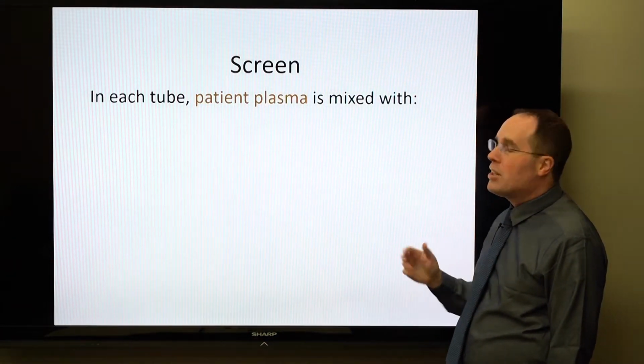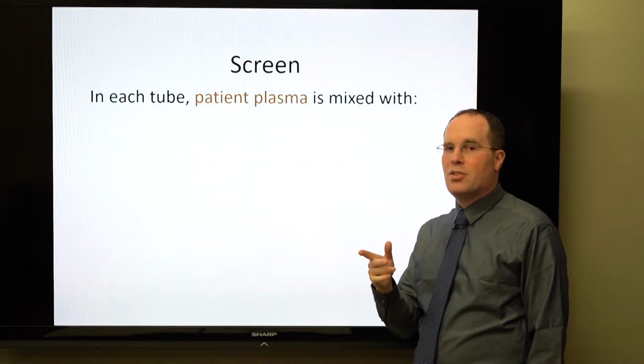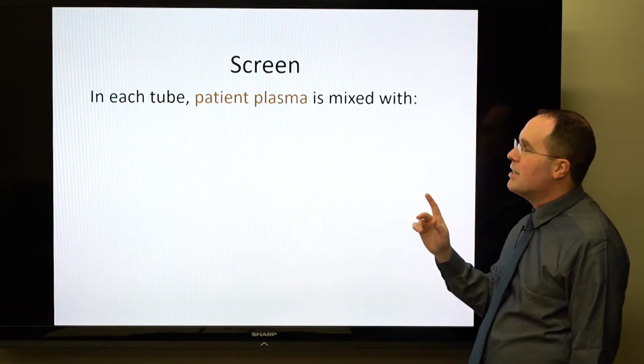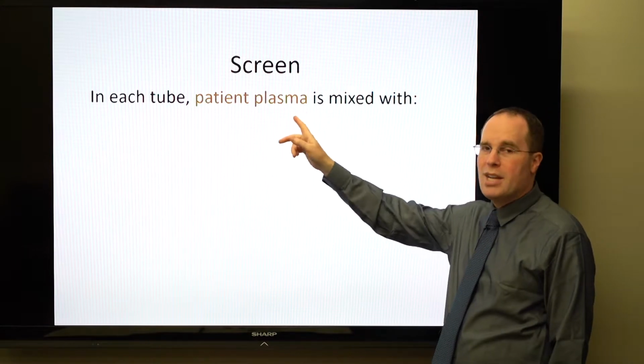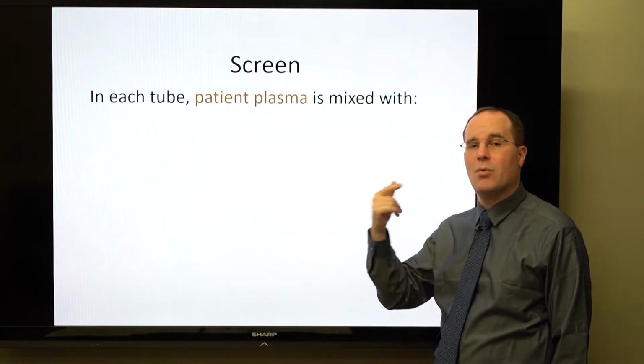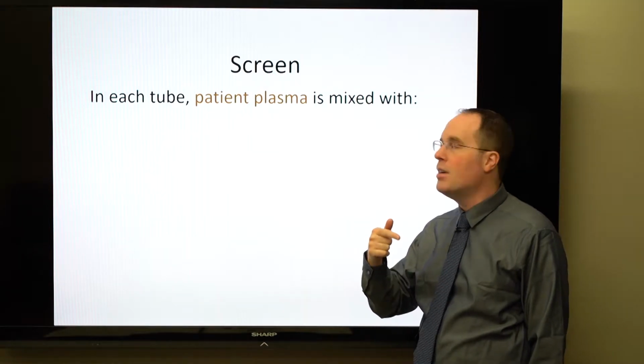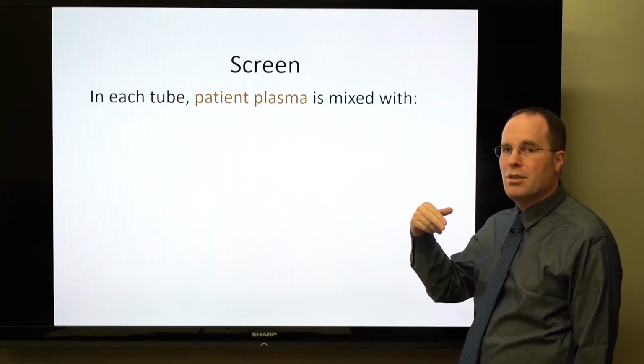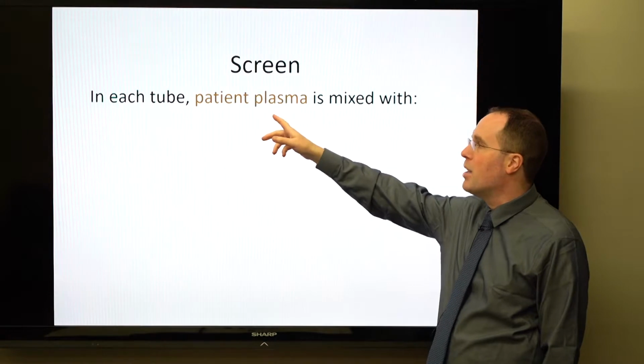So we talked about the type, and now let's move on to the screen. The antibody screen is this recipe. You mix patient plasma, right? Because we're asking what antibodies, it's an antibody screen, right? What antibodies are in patient plasma? So we need some known red cells to mix with the unknown patient plasma.